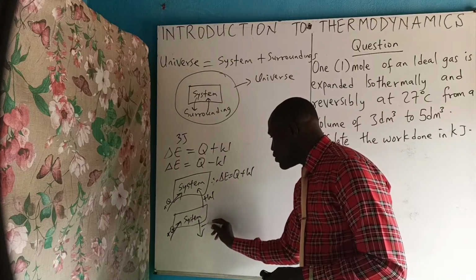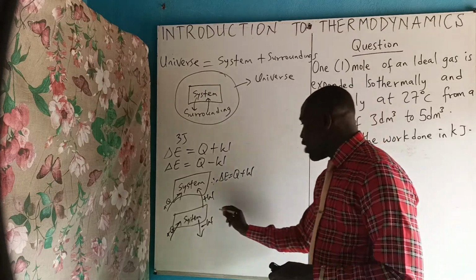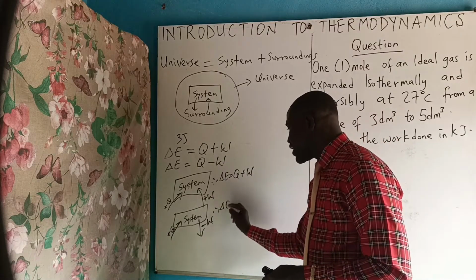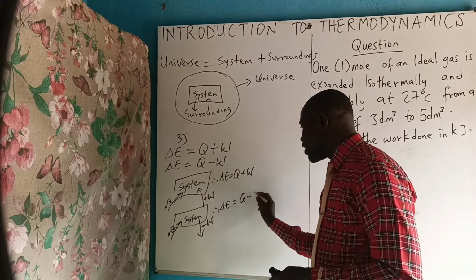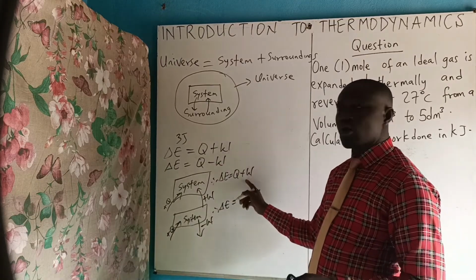That means the system will be losing energy in terms of work because it's performing work on the surrounding. That will be telling you that change in internal energy will be equal to Q minus W. You have seen where this formula will now come in.